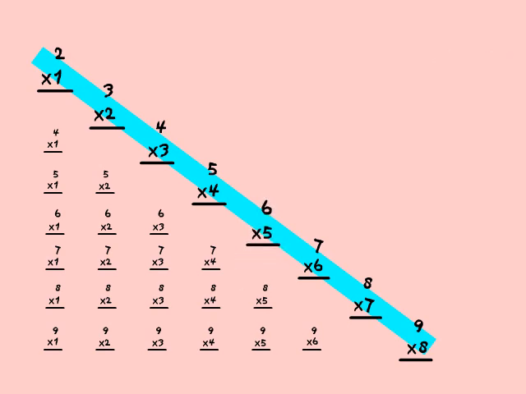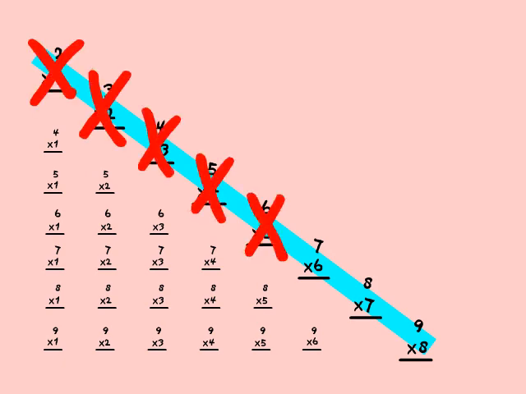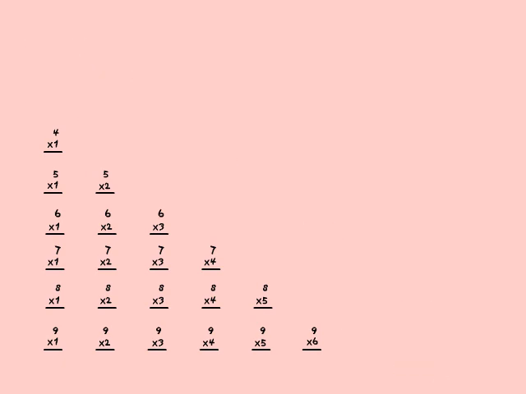And when we do, we can cross out everything on the bar. And that gets us to here, so we're making progress. Now let's see what else we can do.